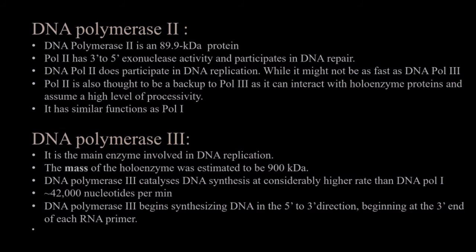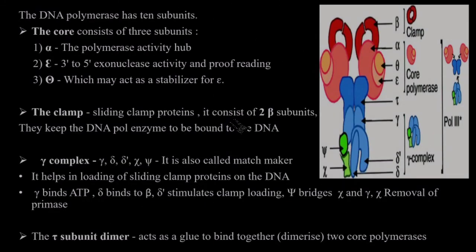DNA polymerase 3 is the main enzyme involved in DNA replication. The mass of this holoenzyme is estimated to be 900 kilodalton. DNA polymerase 3 catalyzes DNA synthesis at a considerably higher rate than DNA pol 1 and 2. It synthesizes DNA in the 5' to 3' direction beginning at the 3' end of each RNA primer. It has a complex structure and has 10 subunits. These 10 subunits are divided into 4 major classes.